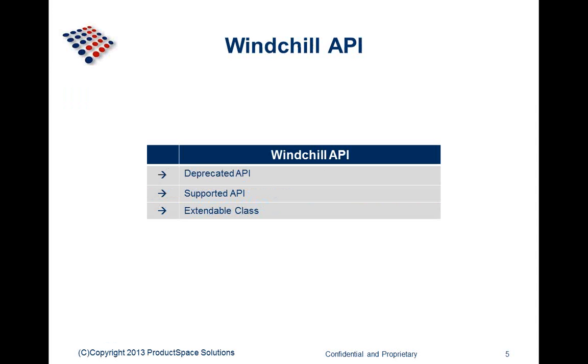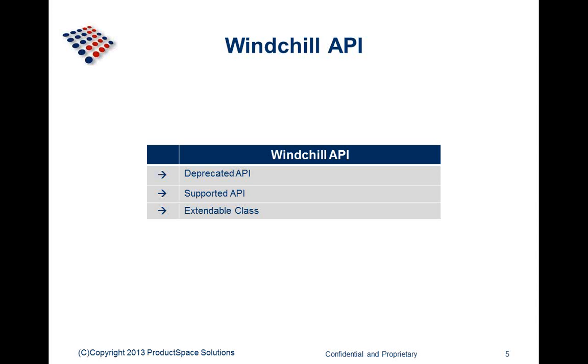Windchill follows the J2EE framework. The programs are written using the Java language and they provide extension points. We need to understand what APIs you can use in your customization. Deprecated APIs are classes and methods that cannot be used in any customization. Supported APIs are classes and methods that can be used directly in the customization. Extendable classes are classes that can be extended directly in the customization.